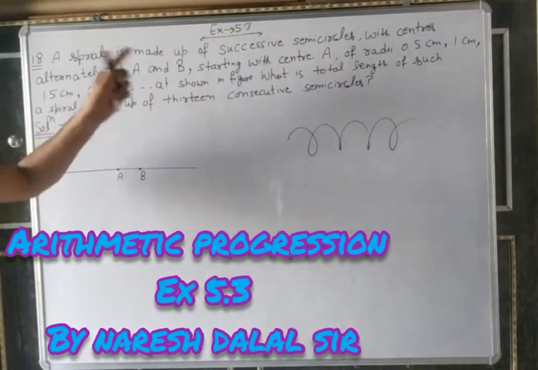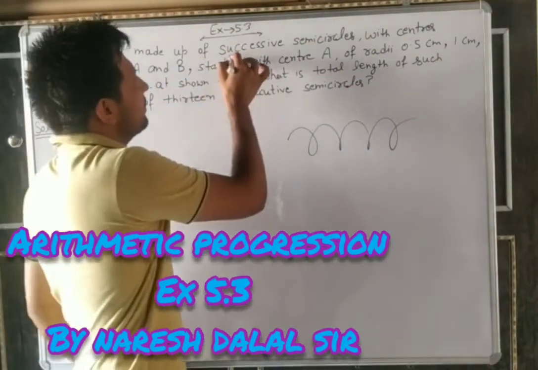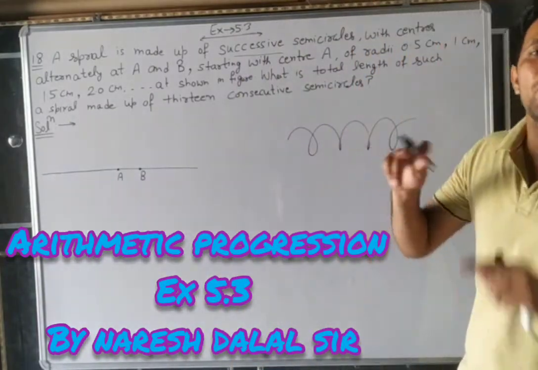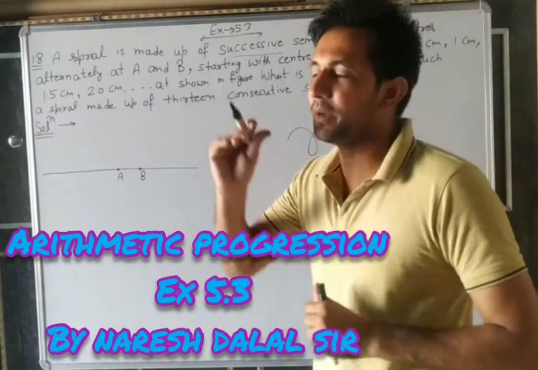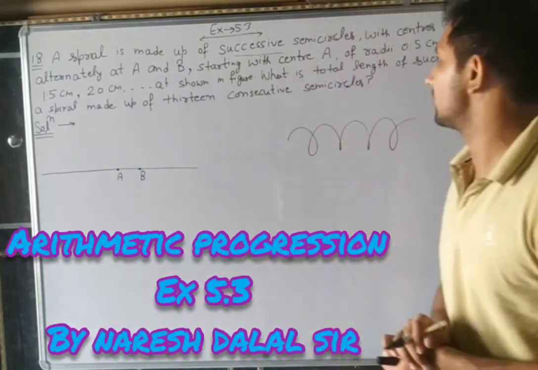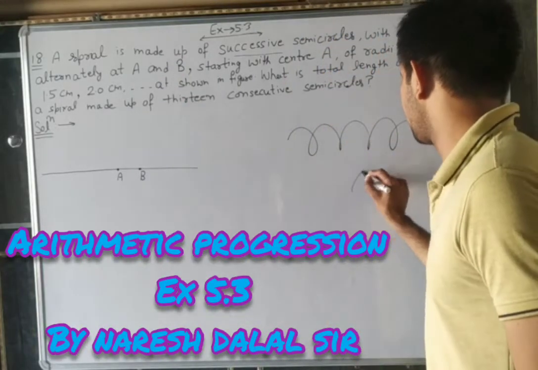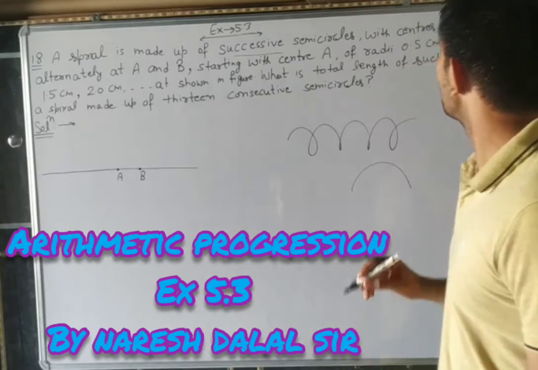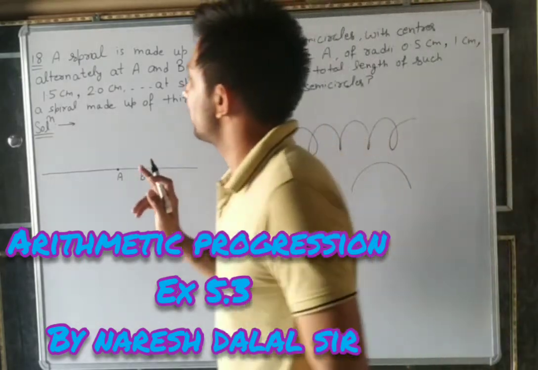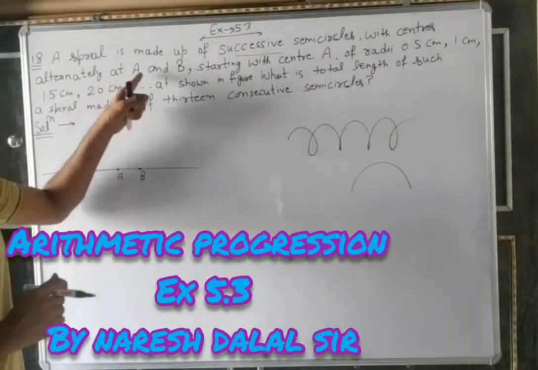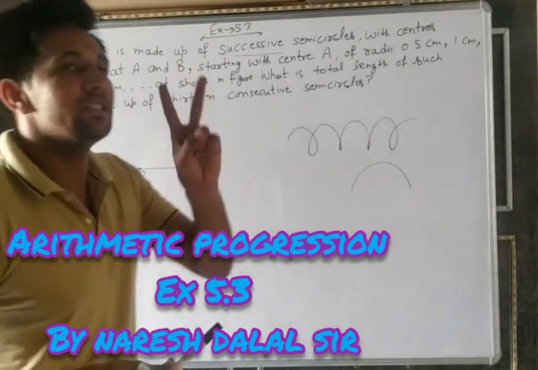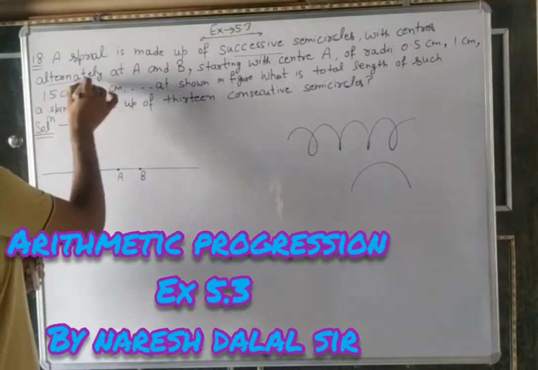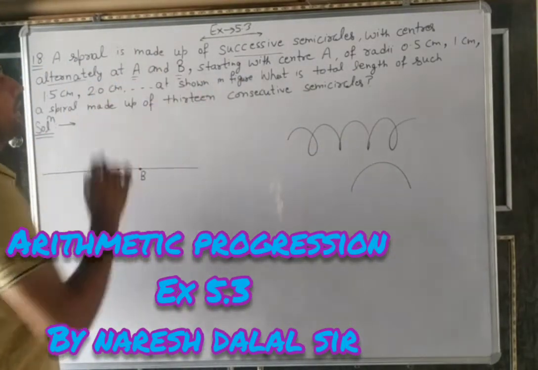A spiral is made up of successive, meaning continuous, semicircles. Does everyone know what a semicircle is? Half of a circle is a semicircle, with centers alternately at A and B. It means there are two centers given here. One time alternate means one time A and one time B.